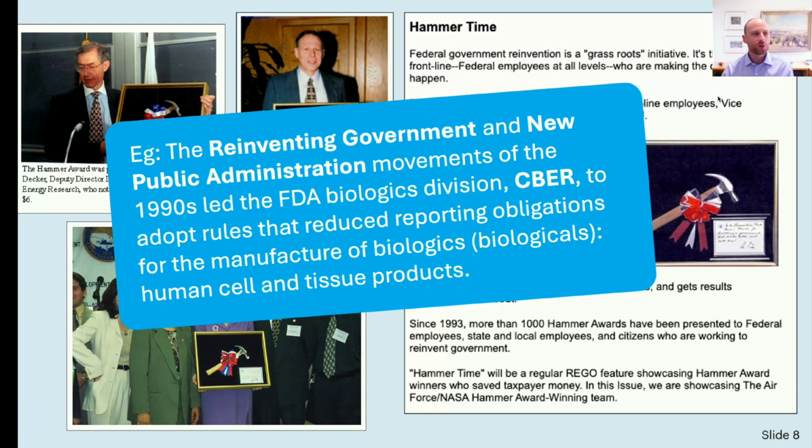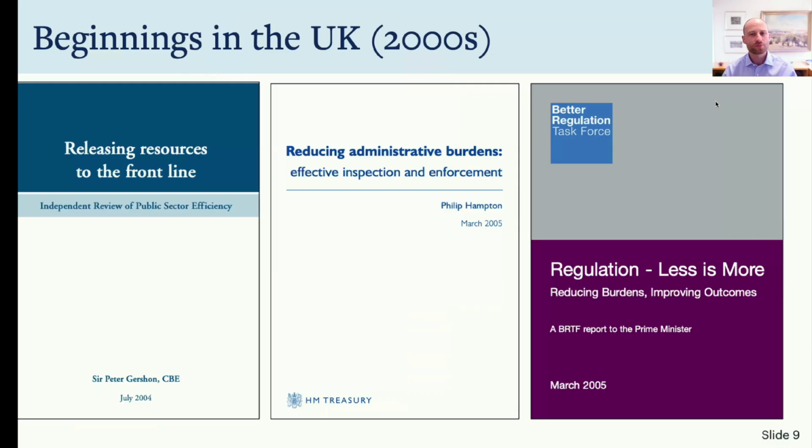The Reinventing Government and NPA movements of the 90s led the FDA in particular and its biologics division, the Center for Biologics Evaluation and Research, or CBER, to adopt rules that reduced reporting obligations for the manufacture of biologicals, namely human cell and tissue products. This meant that pharma companies making biological therapeutic goods didn't have to report as often as they needed to, and that's an example of regulations being cut.